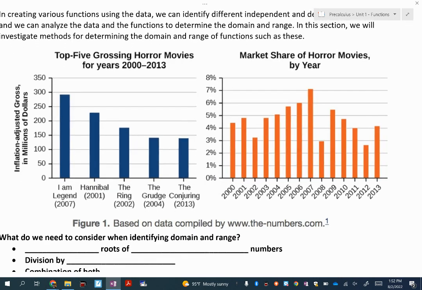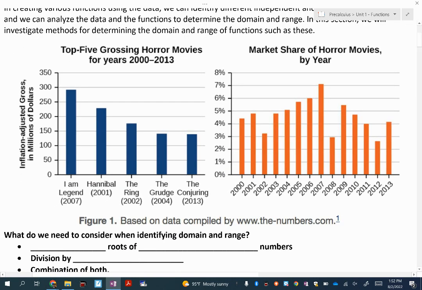So if you just look at these two graphs here, you can see they're talking about the top 5 grossing horror movies for the years 2000 to 2013. And for the domain, they've got 5 movies ranging from I Am Legend, Hannibal, The Ring, The Grudge, The Conjuring. And then for the range, we have our lowest value being, looks like just under 150 million, so maybe 140 million, and then going up to almost 300 million, 290 million.